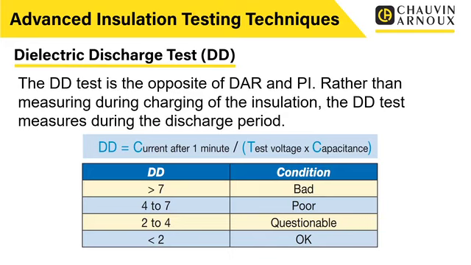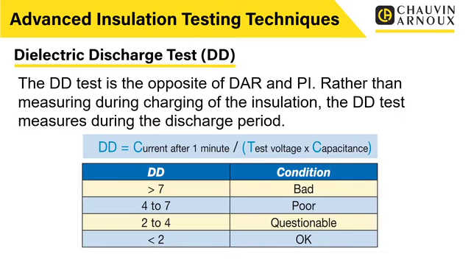The dielectric discharge test looks at the test voltage, it looks at the current, over a period of time, the current after 1 minute. What has the current fallen to? What is the voltage across the insulation, and what does it drop down to? What's the capacitance? As a result of all of that, it comes out with a value, and that ratio we can use to check the condition of the insulation. If it's greater than 7, it's considered bad. 4 to 7 is poor. 2 to 4, questionable. And anything under 2 is okay.